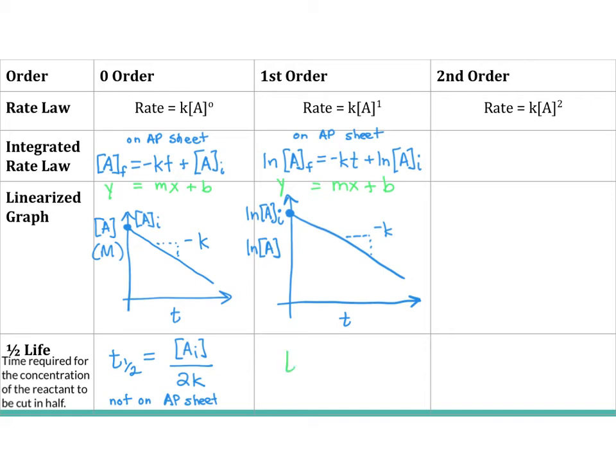Again, you can figure out the half-life by using the integrated rate law and substituting in half of the initial concentration for the final concentration, then rearranging to solve for t. And it turns out for this, you get 0.693 over k. It is important to note here, first, that this is on the AP sheet.